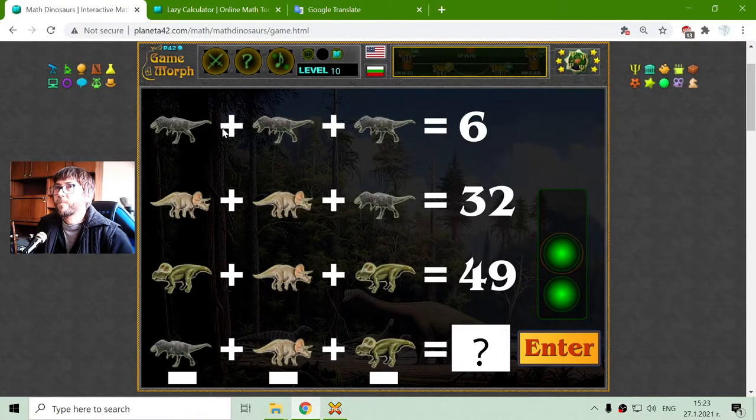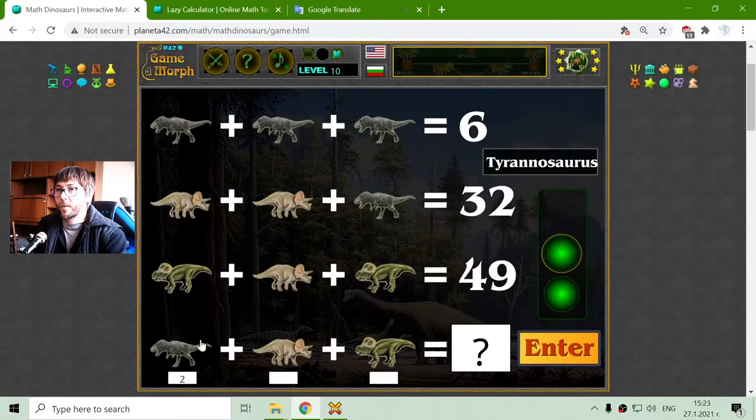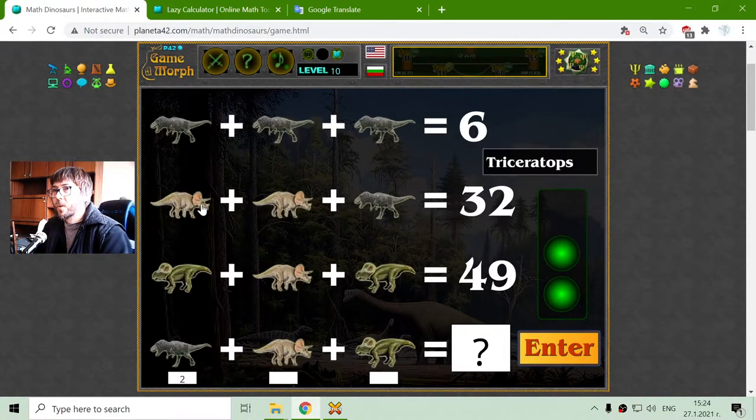Now the next dinosaur is the Tyrannosaur. I can see the transcription, but well, let's see. Okay, it should be Tyrannosaur equals to 6. 6 divided by 3 is 2. It is too small a value for a Tyrannosaur.